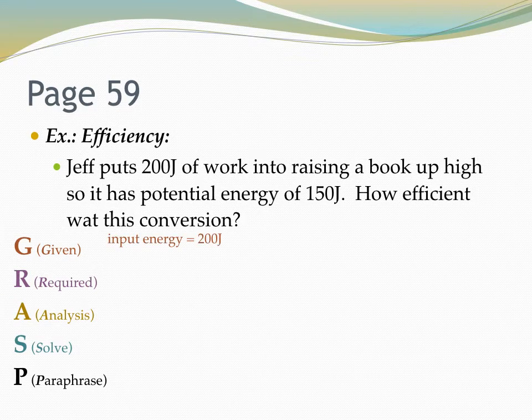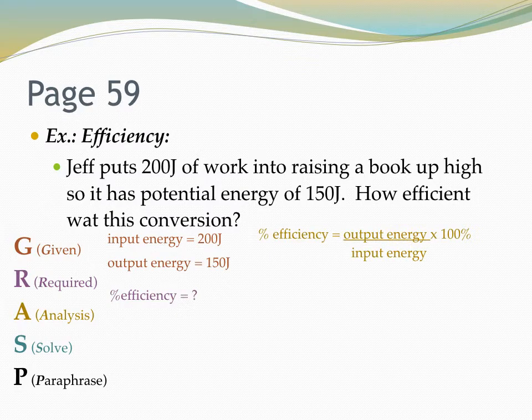We'd say the input energy, Jeff put 200 joules of work in there. Okay, the output energy, we're talking about 150 joules, right, because that's its potential. Okay, so what's required? Well, how efficient was this conversion? So we're talking about that. So let's analyze. We have our equation, we just plop it down there. Now all we're going to do is plug in these numbers.